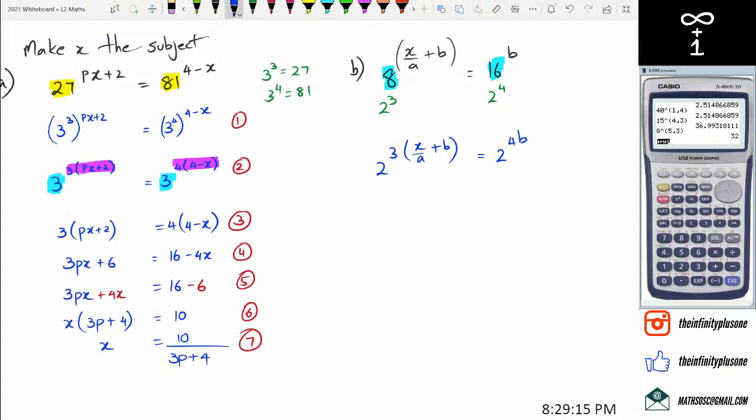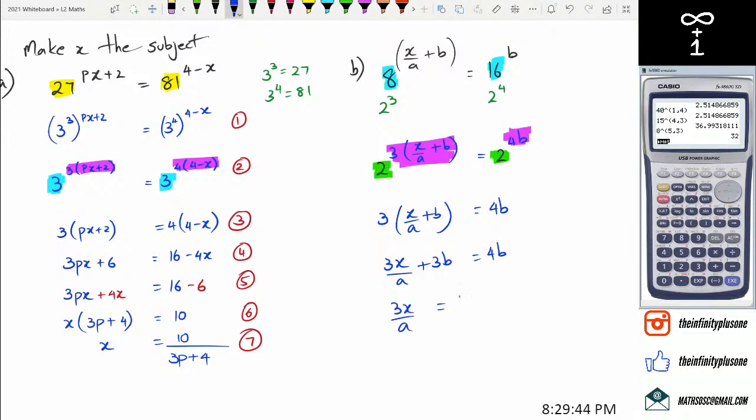So now we forget about the 2's. We don't really care about them anymore because we've got the powers. The two bases are the same. Because the two bases are the same, we can just put the two powers equal to each other, which means we're going to get 3 bracket x over a plus b equals 4b. Now I'm going to expand the brackets. So I've got 3x over a plus 3b equals 4b, and then 3x over a equals 4b minus 3b.